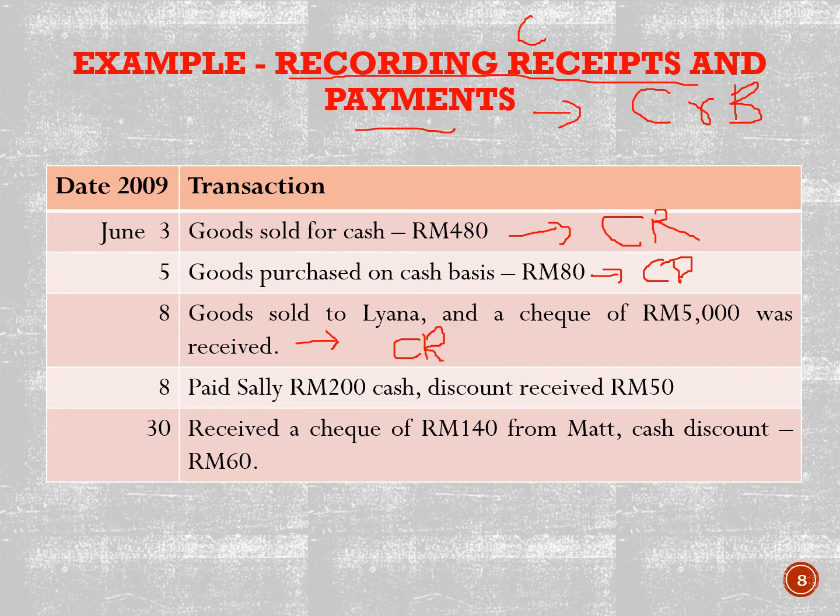Goods sold to Liana, so bila sold to Liana, cash receipt. Even though dia tak terlibat dengan cash, dia terlibat dalam check, kita kena consider dia as a bank. And paid 200 cash and discount received. So this one, sebab paid kan, so cash payment. And receive check, so this one cash receipt.